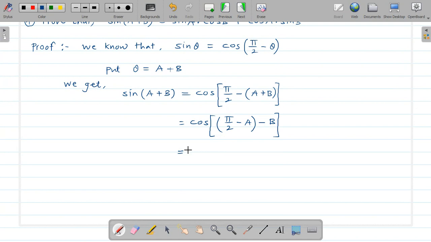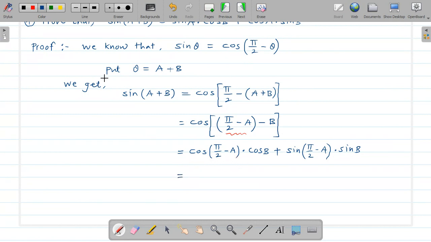Now apply the cos of (A minus B) formula here. Consider this as A and this one as minus B. Cos of (A minus B) means cos A cos B plus sin A sin B. So if you apply that result here, we get cos(pi by 2 minus A) into cos B plus sin(pi by 2 minus A) into sin B. By that compound angle formula we get this step.